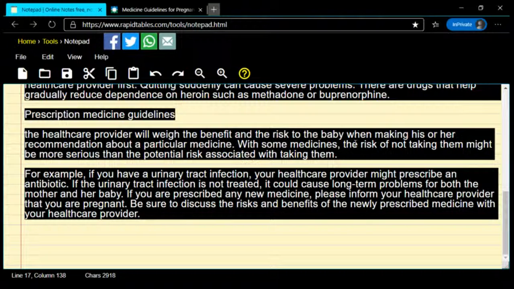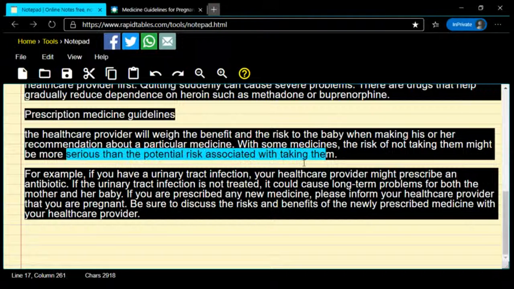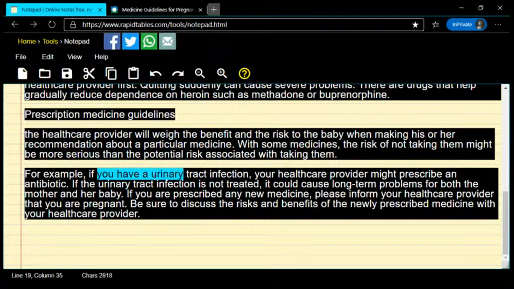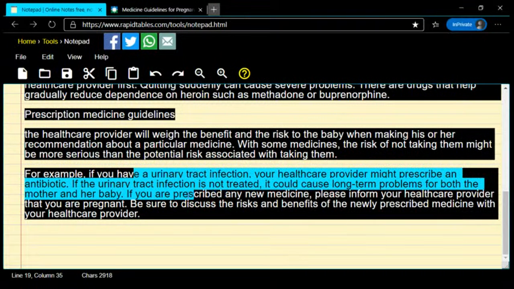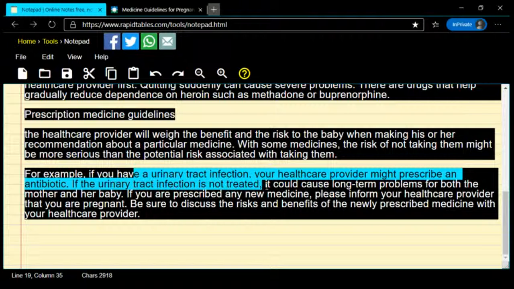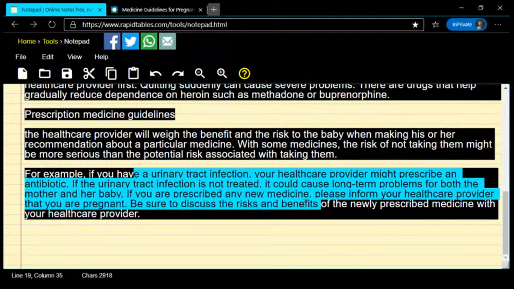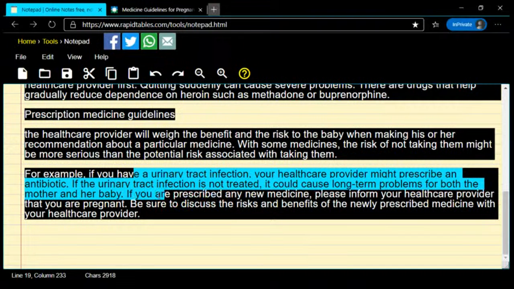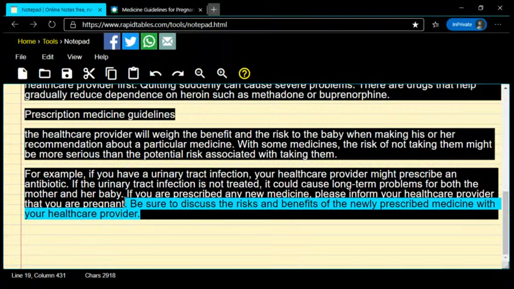With some medicines, the risk of not taking them might be more serious than the potential risk associated with taking them. For example, if an infection is not treated, it could cause long-term problems for both the mother and her baby. If you are prescribed a new medicine, please inform the healthcare provider.